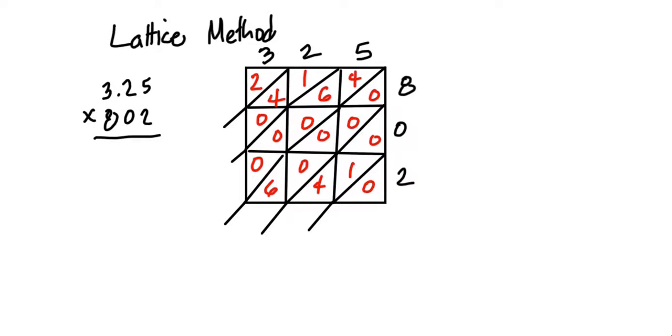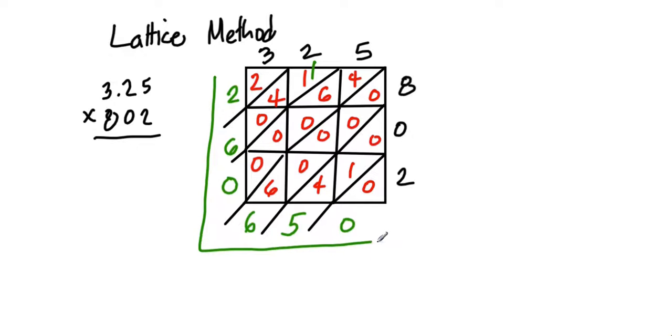The next step in our lattice method is to add them diagonally, starting from the very bottom right. So 0 is simply 0, and then 1 plus 4 is 5. Then this becomes 6. Then 6 plus 4 is 10. Since it's 10, we need to carry 1 to the next diagonal. We have 1 plus 1 is 2, plus 2 is 6, and we simply bring down the 2. And we write the digits this way. Now you have 2, 6, 0, 6, 5, 0.